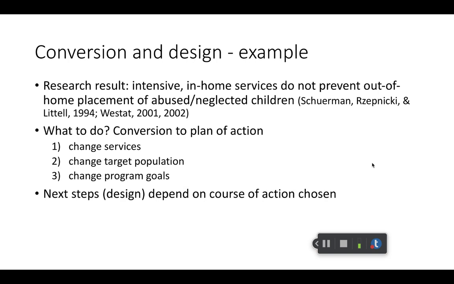So let me give you a conversion and design example. Here's a fairly robust research result. In a series of large statewide randomized controlled trials conducted over many years, my colleagues and I have found repeatedly that intensive in-home services do not prevent the out-of-home placement of abused or neglected children in the U.S. Now, this finding was initially viewed as something of a disappointment because it was hoped that these services would prevent placement. But the results of the research in multiple states show that that is not the case.